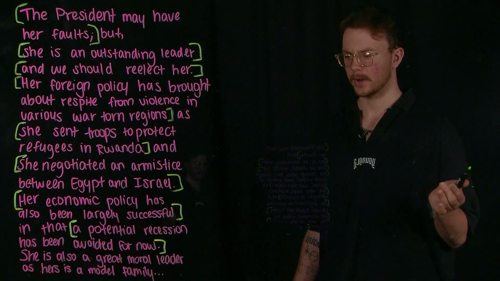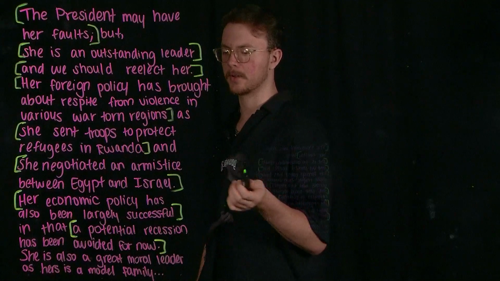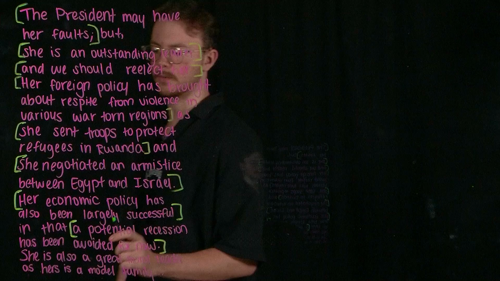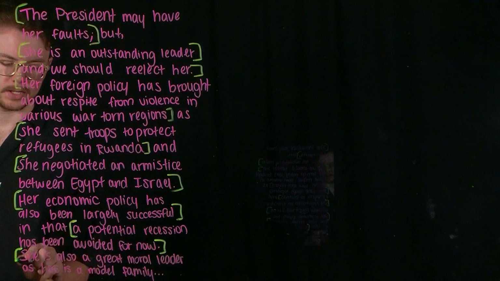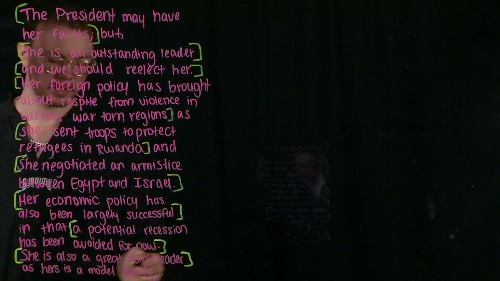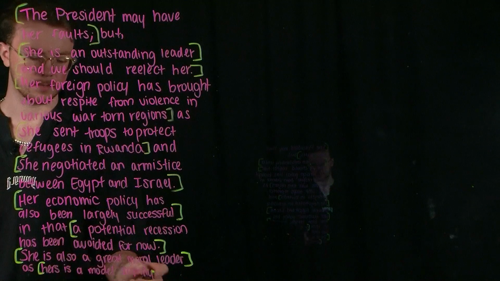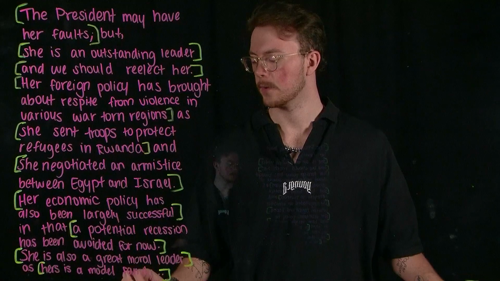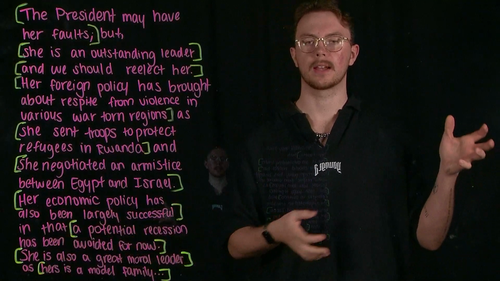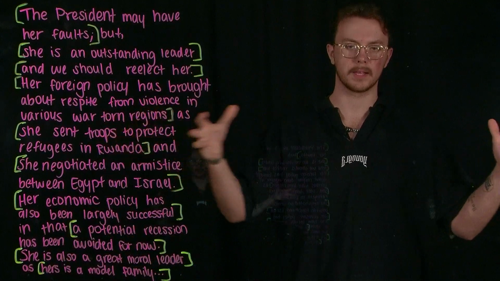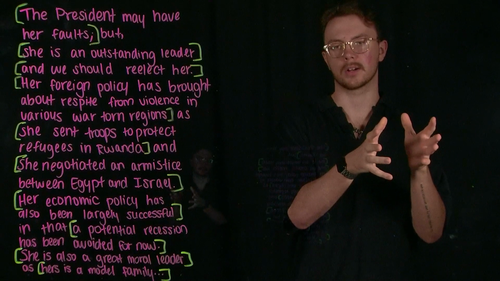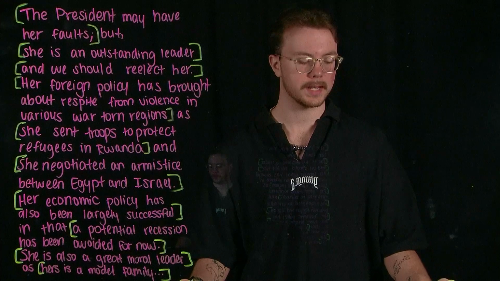Finally, she's also a great moral leader, as hers is a model family. And then that paragraph in the book continues on. But that's all we'll do for this exercise. She is a great moral leader is one idea, and hers is a model family. Hers, if you've never heard it used that way, is basically shortening as her family as the model family. Hers is a way of saying the thing that belongs to her. Hers. Okay.